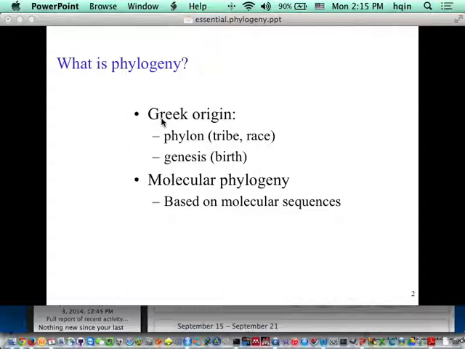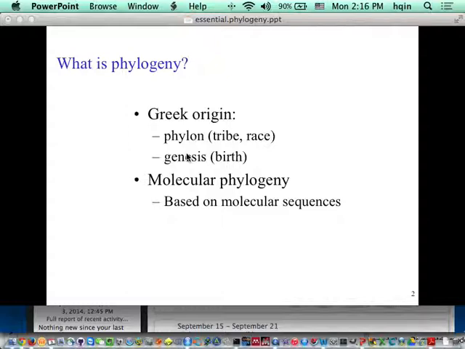That's how I prepared for the GRE, I guess. When I see a word, I often look at the roots and then try to remember it. So this apparently had a Greek origin. It means something like phylogeny. It means you, based on the people's tribe or group, try to look at how the people are related. That's phylogeny. Now we are talking about molecular phylogeny here.